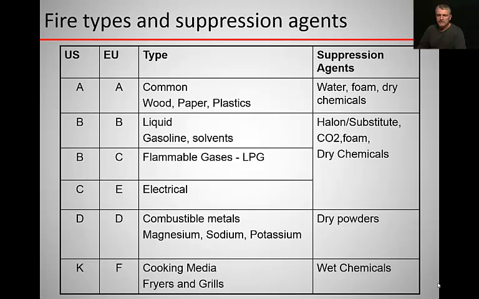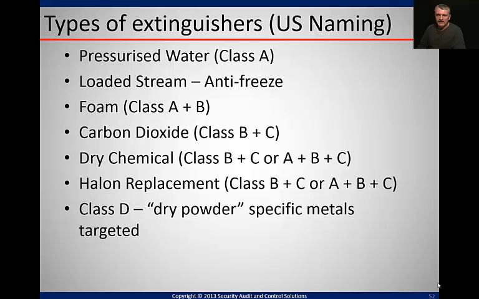D, which is combustible metals such as magnesium, sodium, potassium. Dry powders, usually equating to the actual metal as well. And then finally K, which is cooking media, fryers or grills, which is specialized wet chemicals as well.